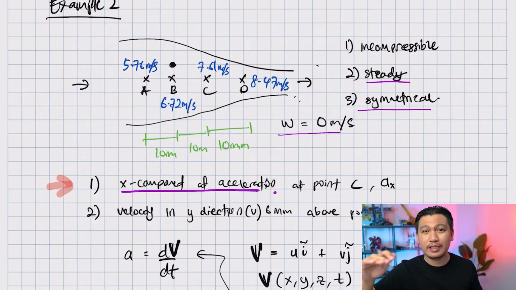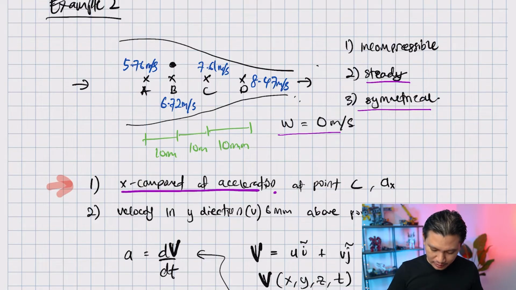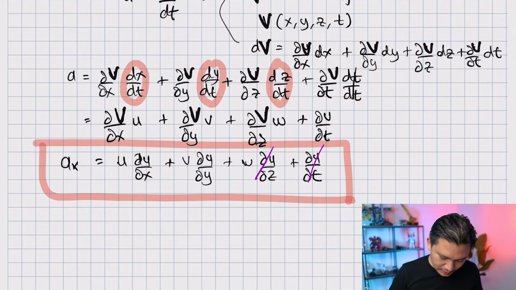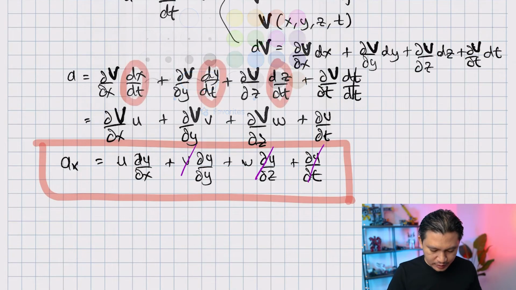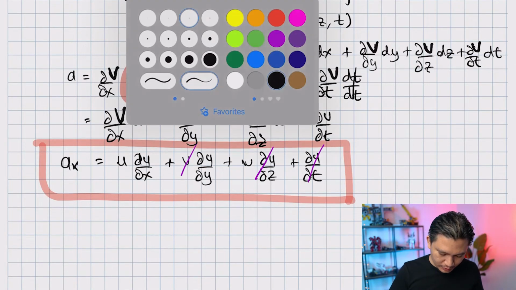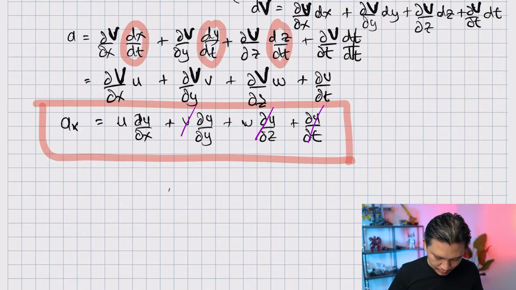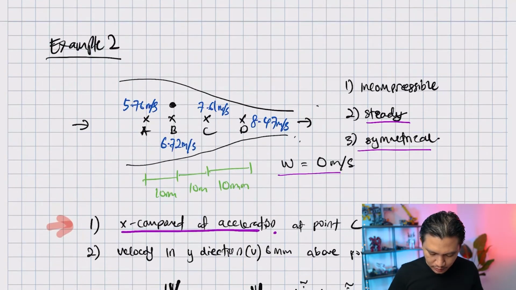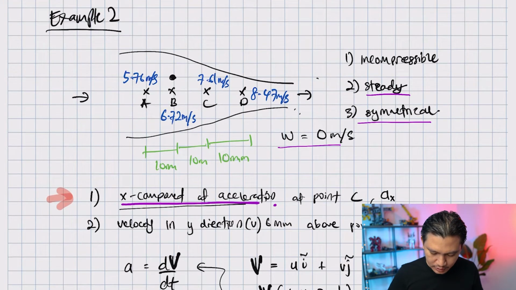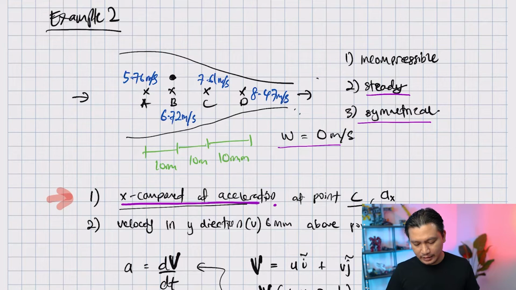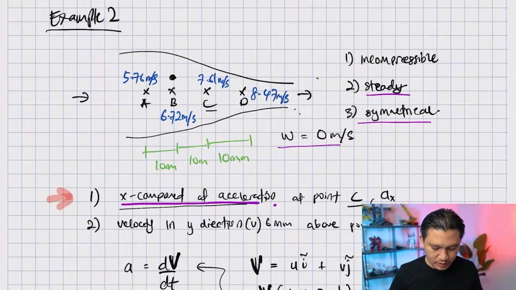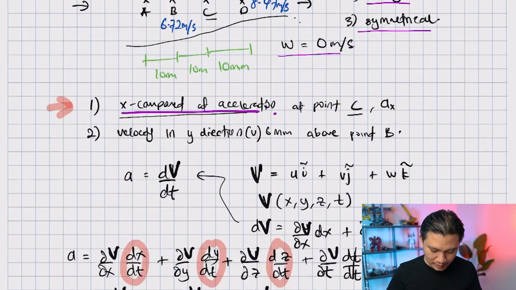There's only velocity in the x direction. Okay, so we can say that this is also 0. This means that we are now left with this equation: a_x equals u ∂u/∂x, and the question is looking for the x component of acceleration at point C.